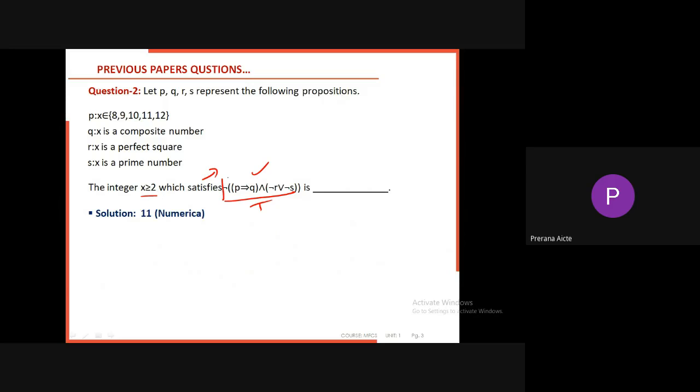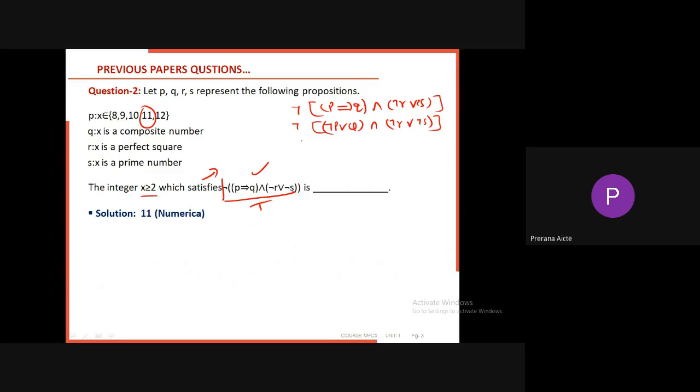Here we have that particular expression, and this expression should result in true. So if you are getting true, what is the case that you have to consider here? Let us see how we are going to process this one. Here it is given as negation of (P implies Q) and (negation R or negation S). This is the statement given. Now, P implies Q can be written as negation P or Q, and negation R or negation S. Like that I can solve this one.